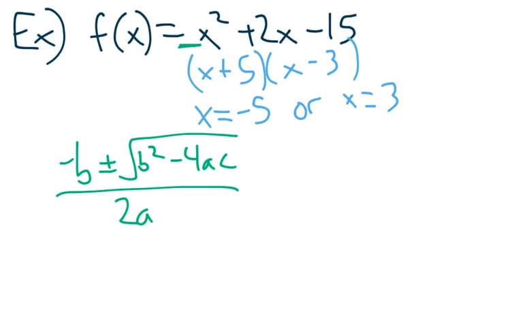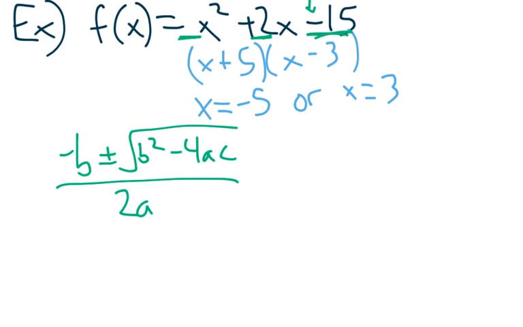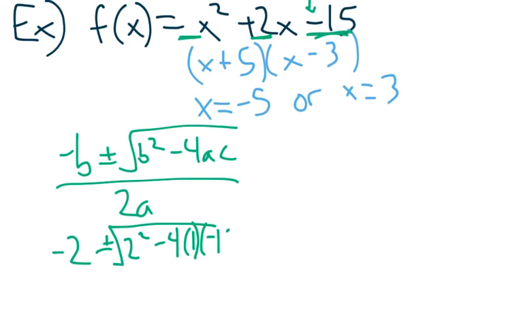Okay. a is right here, b is right there, c is right there. As for a, there is no number there, so it's just 1. b is 2, and c is negative 15. That sign matters. And so now it's just about plugging those numbers into the quadratic formula. So we'll start off with negative 2, because it's a positive 2 that now becomes negative, plus or minus the square root of 2 squared minus 4, and then use parentheses. a is 1, c is negative 15. All over 2 times 1.